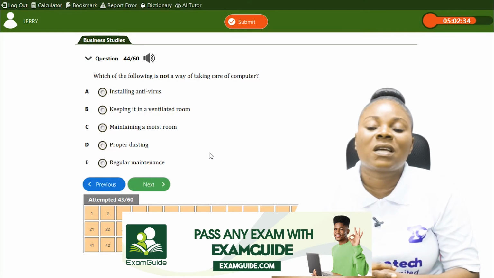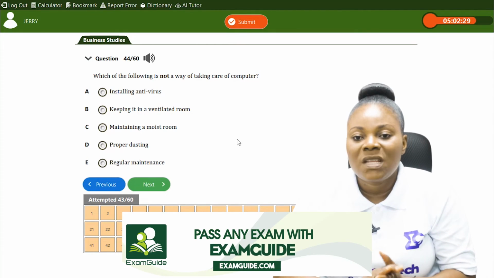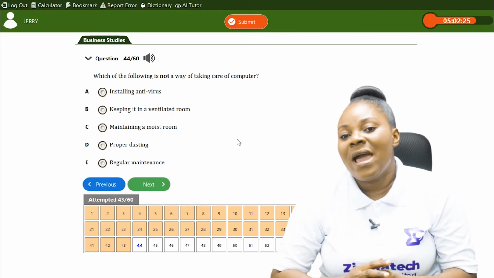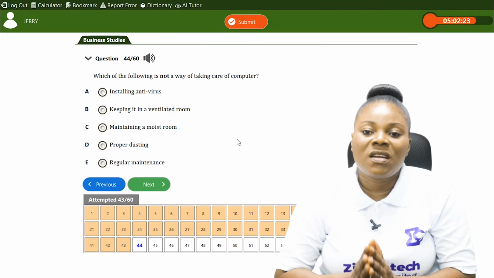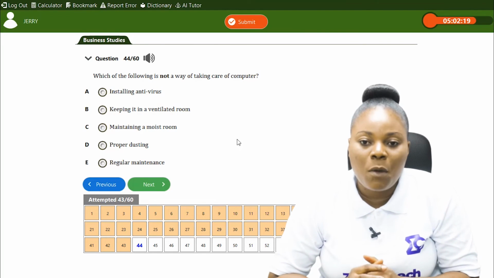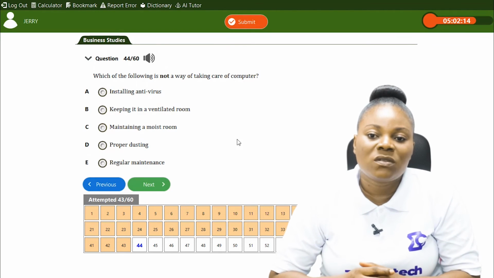You all know what can happen to your system if a virus enters. It can destroy your documents and even crash your entire system. So installing an antivirus is one of the best ways of taking care of your computer system. Option B, keeping it in a ventilated room, is also another way to take care of your computer.